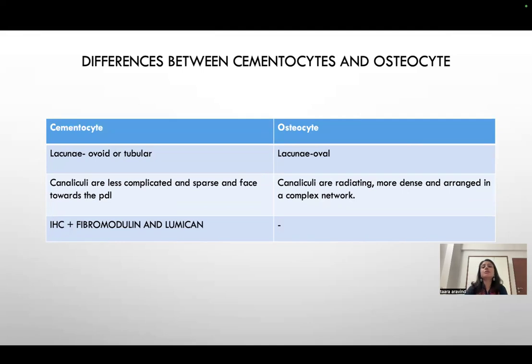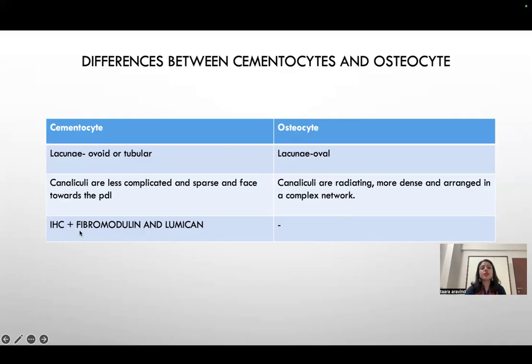So, differences between cementocytes and osteocytes. The main differences lie in the lacunae and the canaliculi. Basically, these cells lie in lacunae. The lacunae are ovoid or tubular in the case of cementocytes, and in the case of osteocytes, the shape of the lacunae is oval. Canaliculi are less complicated and sparse and face towards the periodontal ligament for cementocytes, whereas for osteocytes, the canaliculi are radiating, more dense and arranged in a complex network.